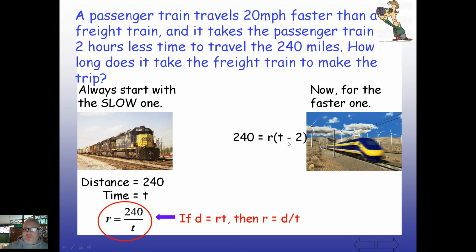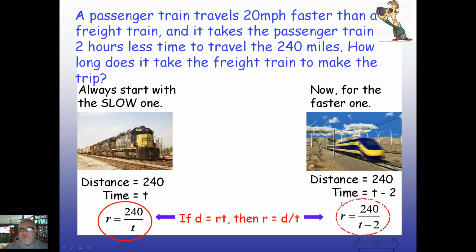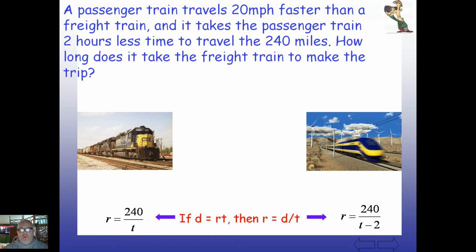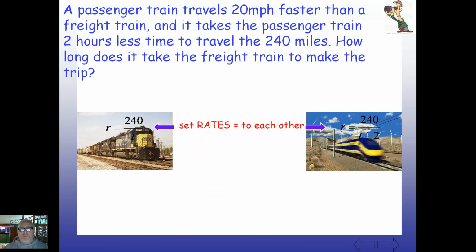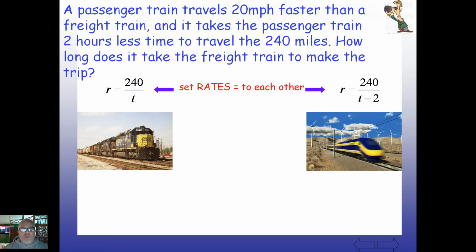So now let's do the same thing. Let's go ahead and solve or isolate the r for the rate. And we end up with this rate is 240 over t minus 2. So establish the first one is the slow guy, set it up. The next one, we know that this passenger train takes 2 hours less, so whatever the time is, subtract 2 off it. Okay? All right, let's go to work now. We're going to set the rates equal to each other.